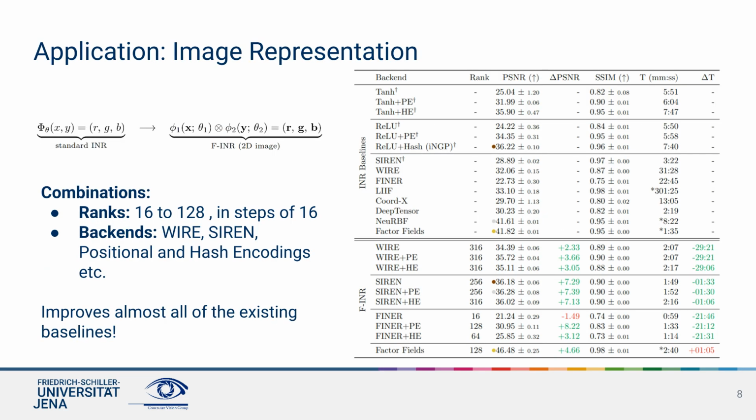From here, we show applications of FINR. We start with simple 2D image representation. Here we see the problem formulation and how it is changed from the standard INR. We test for different combinations and ranks and backends and consistently observe that the FINR models are faster and more sharper than their monolithic counterparts.